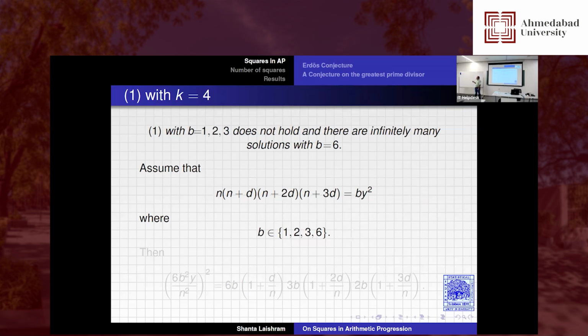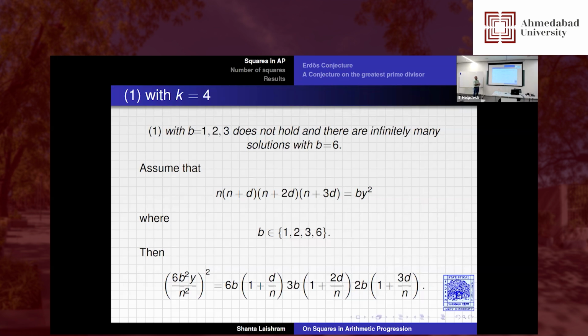So we're looking at this equation with b coming from 1, 2, 3, 6. Here we're going to show that when b is 1, 2 or 3, there are no solutions. When b is 6, there are infinitely many solutions. Euler gave a proof of the fact that when b is 1 there are no solutions, but we are going to give a different proof by converting it to an elliptic curve.